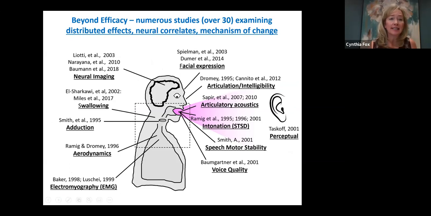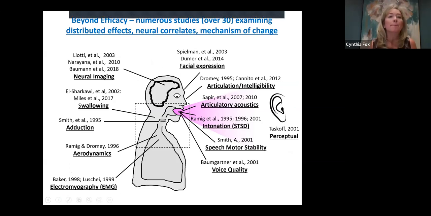Beyond those efficacy studies, we have studied many other elements of communication, swallowing, and facial expression, and we have three neuroimaging studies showing changes in the brain following intensive LSVT LOUD treatment.